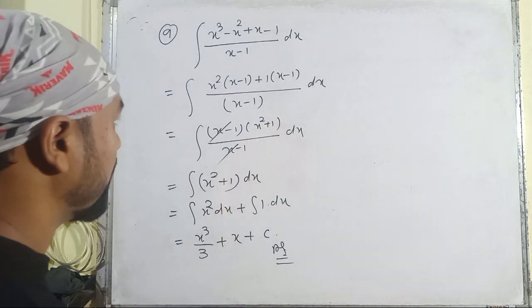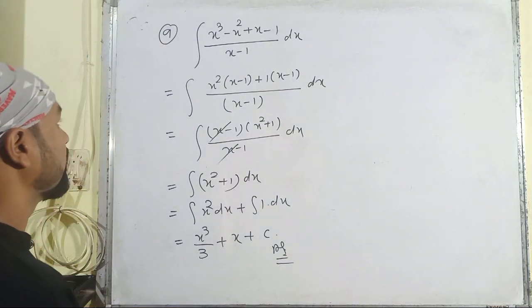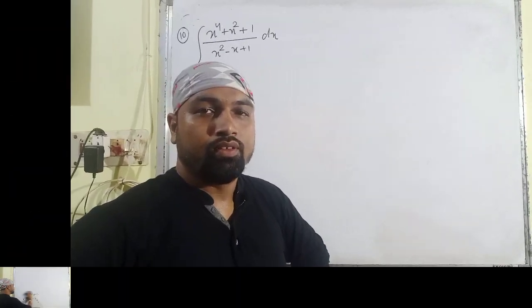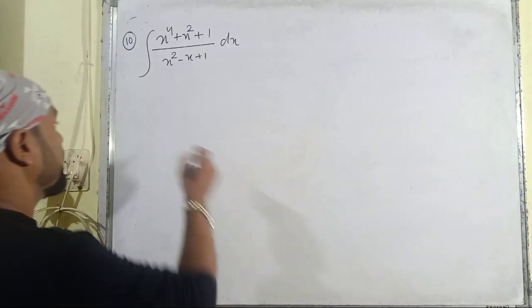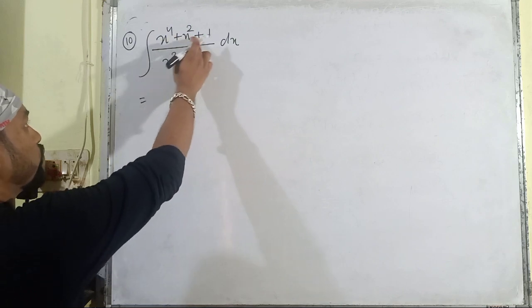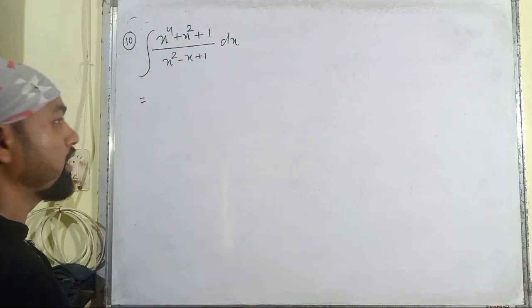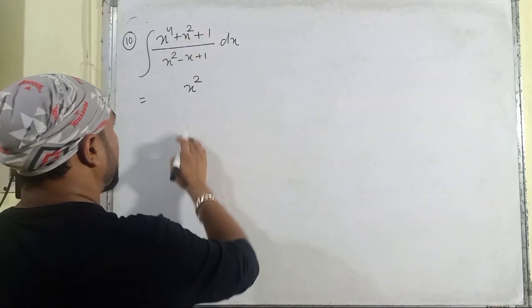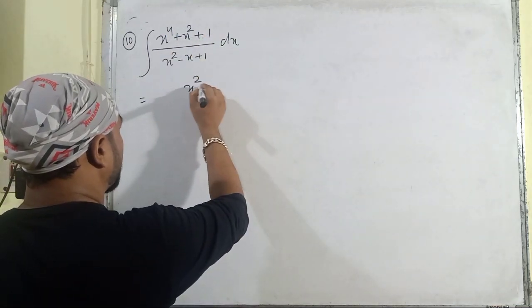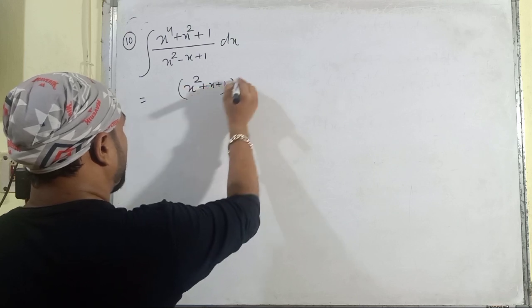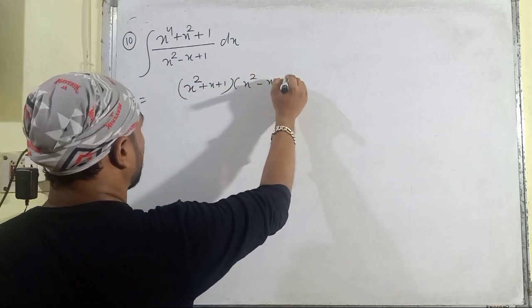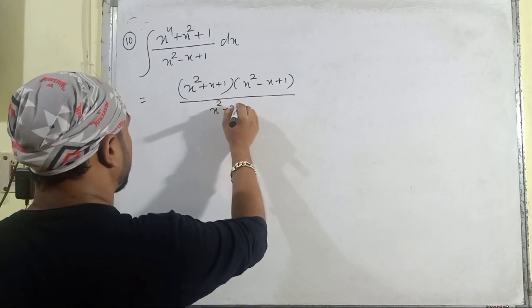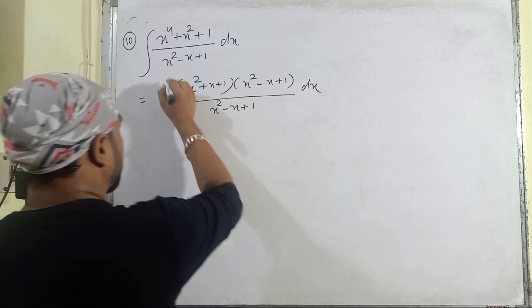Then coming to the problem number 10, it is integral of x to the power 4 plus x square plus 1, whole divided by x square minus x plus 1. Then the numerator will be factorized into the product of x square plus x plus 1 multiplied with x square minus x plus 1. The unchanged term in the denominator is x square minus x plus 1, and its integral with respect to x.